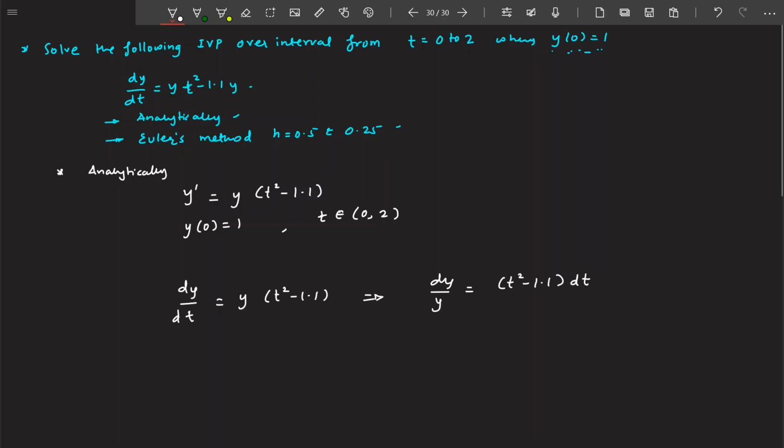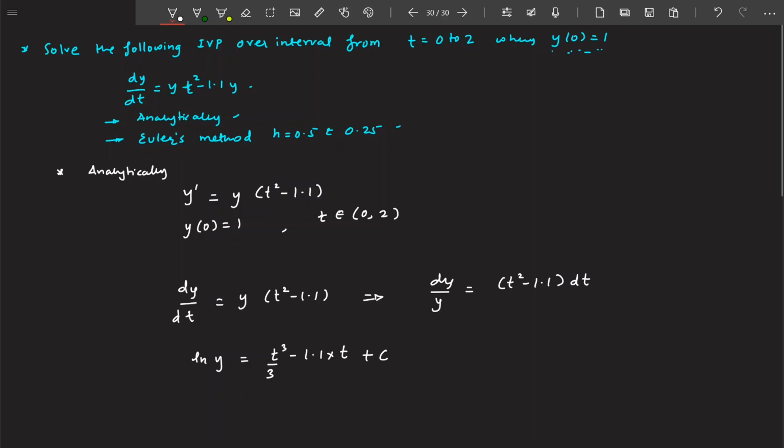Once you separate the variables, you have to integrate on both sides. Once you integrate, you will find that this comes out to be ln y equals t cube divided by 3 into 1.1 into t, plus there will be a constant c.